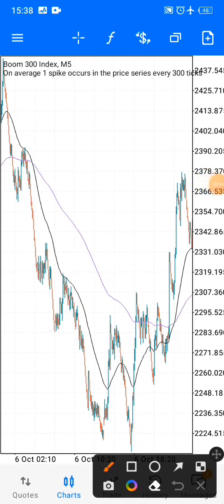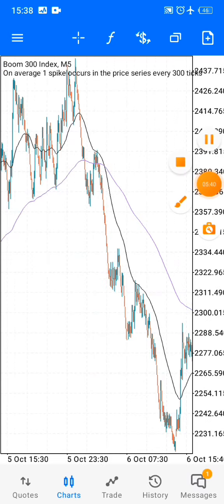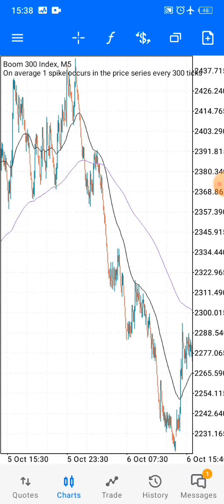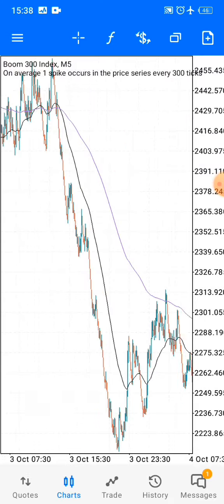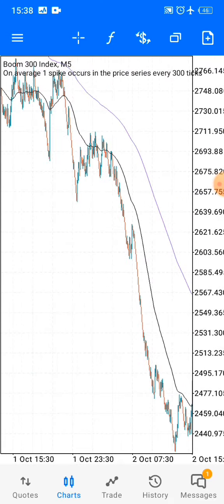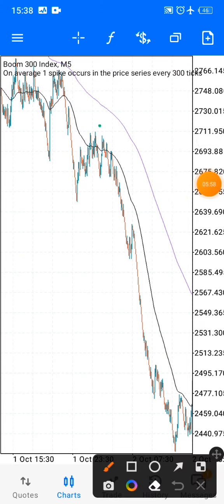As you can see here, it touched this moving average, and the market went down. So you can use these moving averages as your dynamic support and resistance. As you can see here, the market touches the moving averages. So even if you don't know how to draw trend lines or any of that stuff, you can use these moving averages as your dynamic support and resistance.